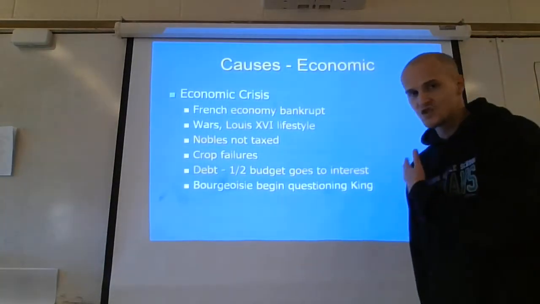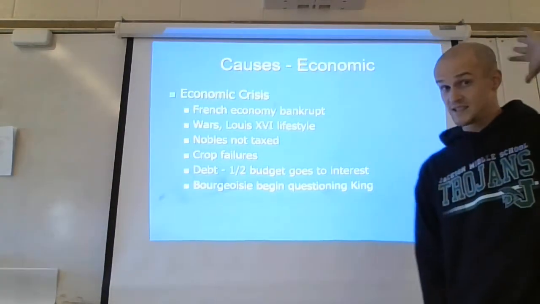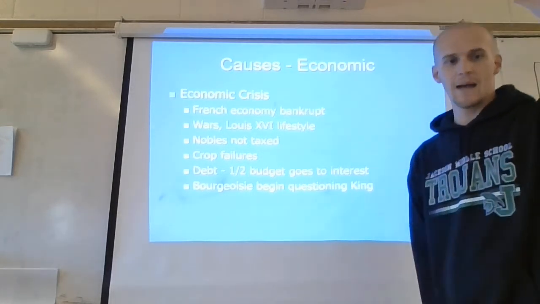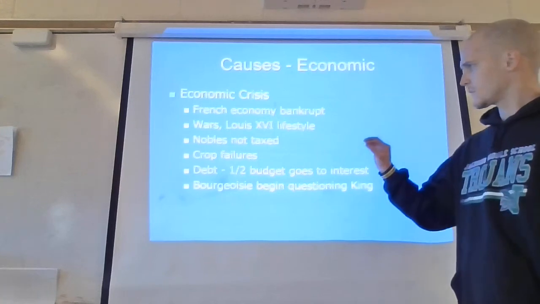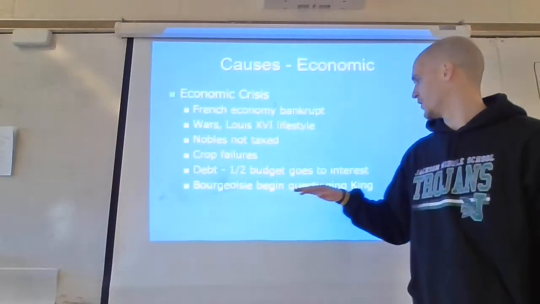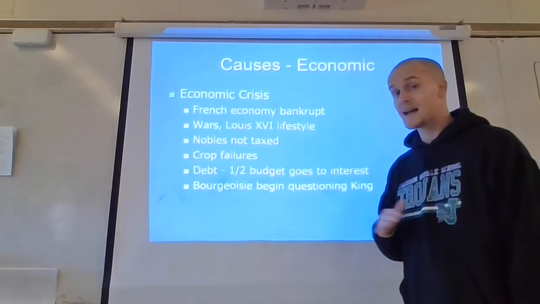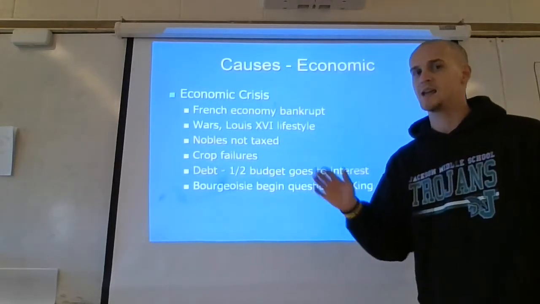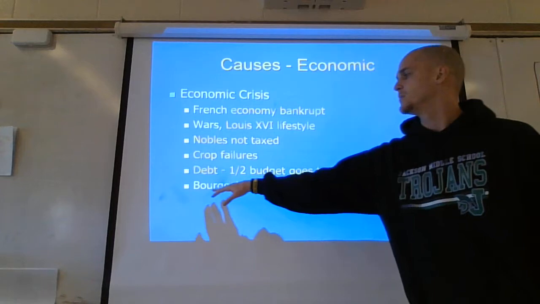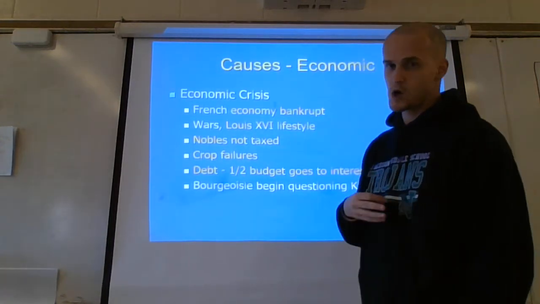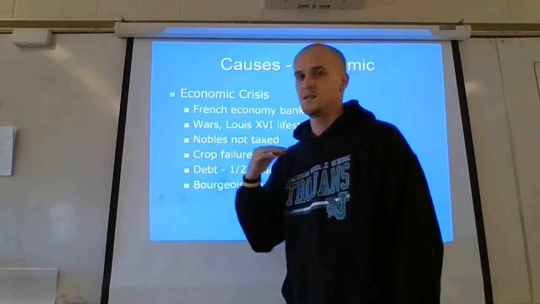France goes through a historic drought, still to this day. And it just so happens right around the time of the French Revolution. The crops fail. Half of their budget is not even paying off the debt. It's just paying the interest alone. And so the regular people, or the bourgeoisie as they were called, start to question the king.